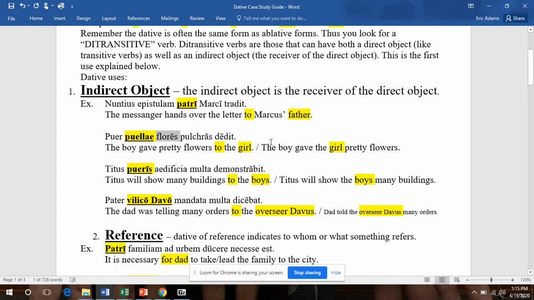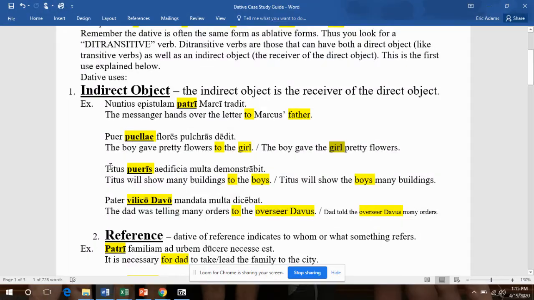Now in English, we can also say, in the second sentence that I have here, the boy gave the girl pretty flowers. Here in the translation, it doesn't have to use to or for with that dative girl, but it's because the word order tells us that the girl is the receiver of the flowers.